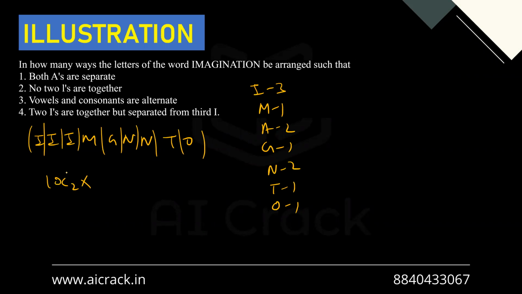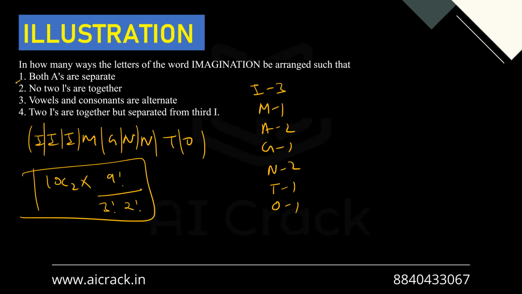And now the arrangement of the remaining letters. So that is 9 factorial divided by 3 factorial, because of the 3 identical letters, and 2 factorial, because of the 2 identical letters. So this is the answer for the first question. Now the second question is more or less the same. In the first case it was the 2 A's. Now the second question is no two I's are together. So basically we have to separate all 3 I's and fill in these gaps.